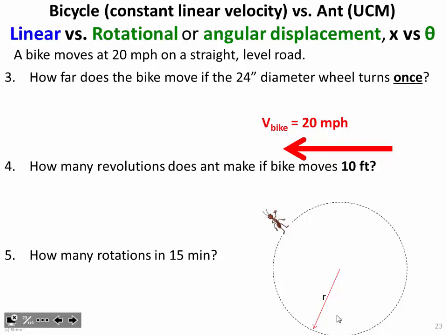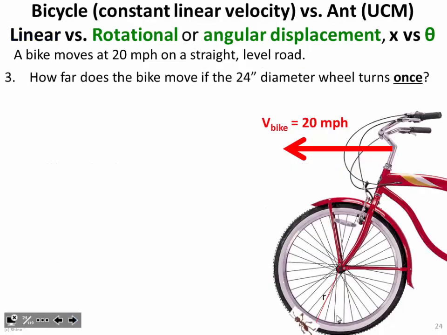How far does the bike move if the wheel turns once? I'm going to use a BMX bike that has a 24-inch tire. What does 24 inches mean? What are they measuring when they're measuring a 24-inch tire? It's the diameter. Sorry, Peter. It's the diameter. So if it turns once, we're actually talking about the diameter of the wheel. What's the diameter in feet? 2 feet. So the radius is 1 foot.